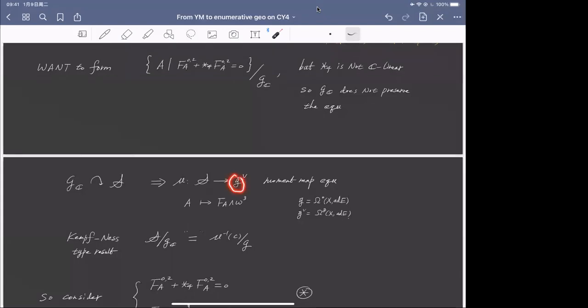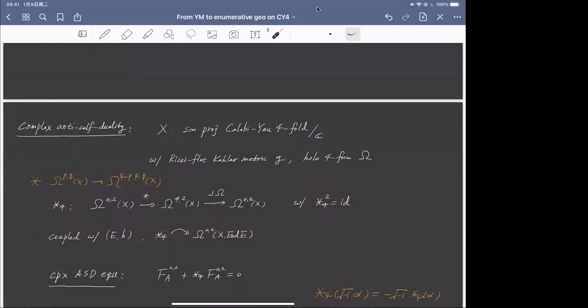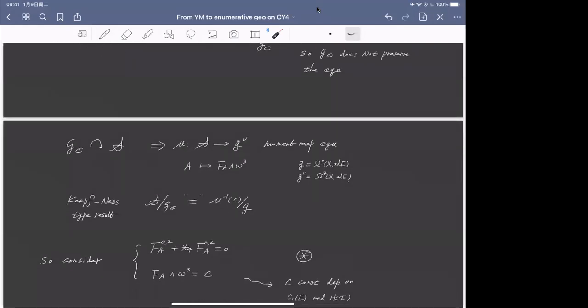The Lie algebra of this gauge group is the space of 0-forms, as we met before. So the dual now becomes the space of 8-forms. Our curvature is a 2-form. Then we wedge this with, as I said, small omega, the Kähler form, or symplectic form, of this Calabi-Yau fourfold. This third power becomes a 6-form. So in total, this becomes an 8-form.